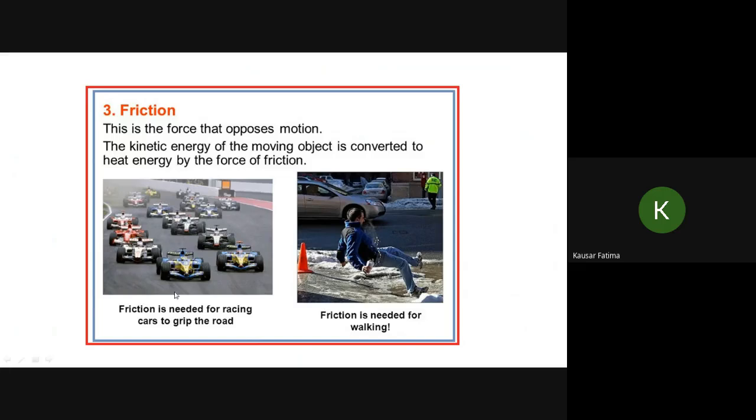There are several figures shown here. Friction is helpful for walking. Of course, it provides a proper grip, and you must have watched the video on Newton's third law of motion. The force which causes you to move forward appears only when your feet have a proper grip on the ground. In the same way, it is needed for a racing car to grip the road.